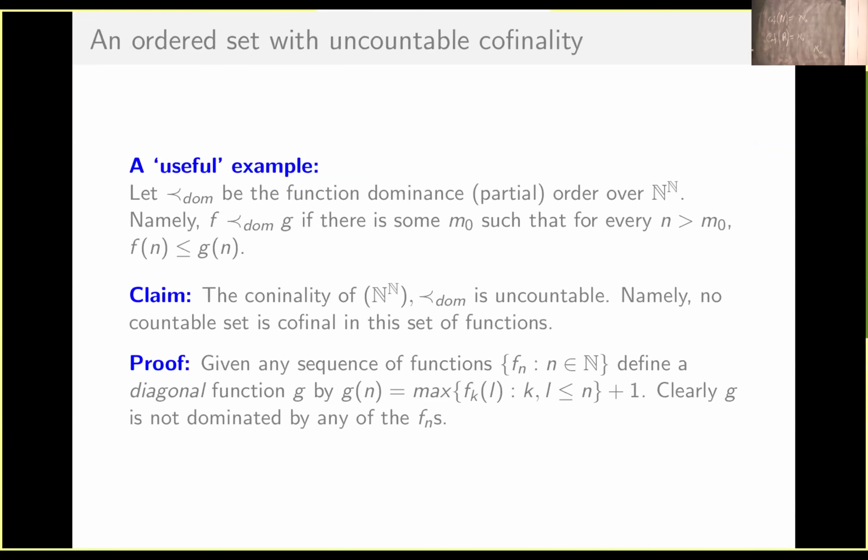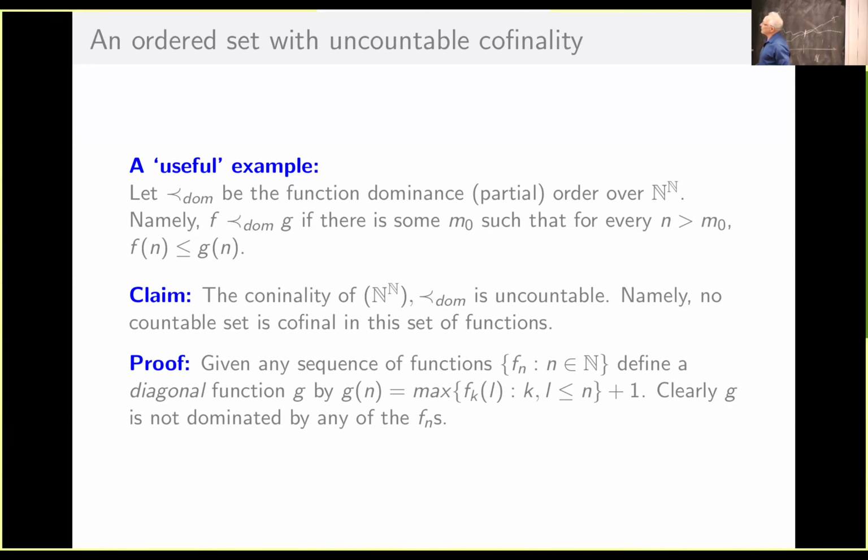And so we have this example. I look at all functions from the natural numbers to the natural numbers, and I order them by eventual dominance. So we can draw this picture. We said we have functions from the natural numbers to the natural numbers. So here I have the natural numbers, and here I have the natural numbers, and I have some function f, and I have some other function g, and f is above g if from some point on, everywhere above it, f dominates g.